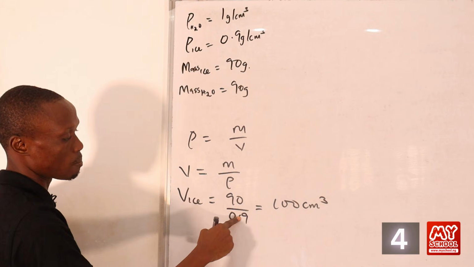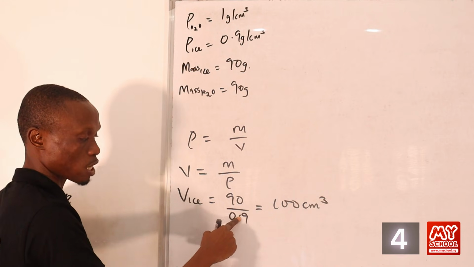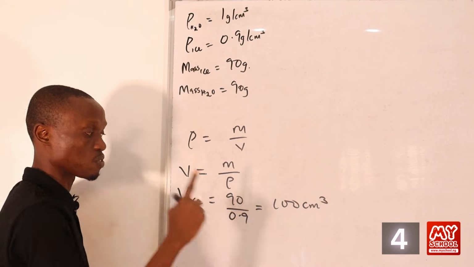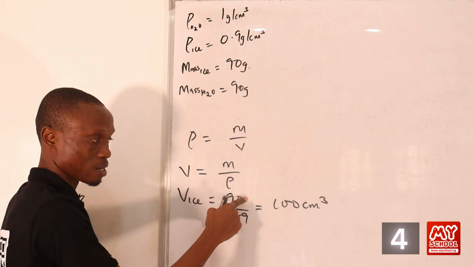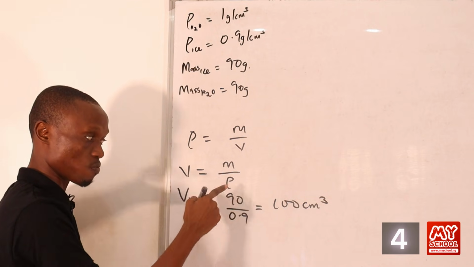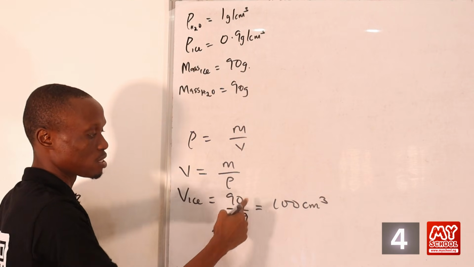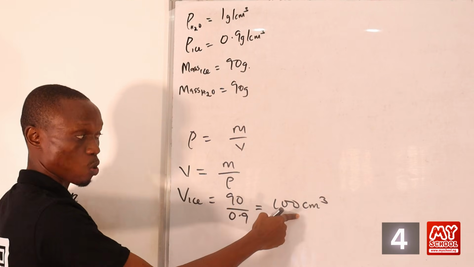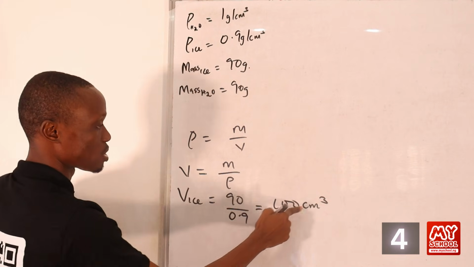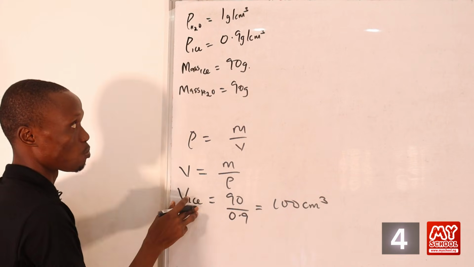If we multiply here by 10 in order to clear this decimal point, we'll have 9. Then we'll also multiply here by 10 so that the fraction will be equivalent. So here we'll have 900. So 900 divided by 9 will be equal to 100. So that's why we have 100 centimeter cube for the volume of the ice.